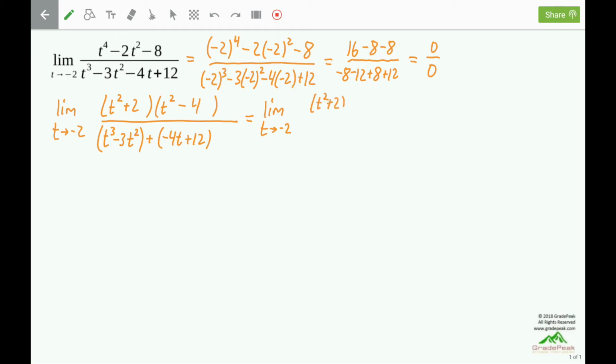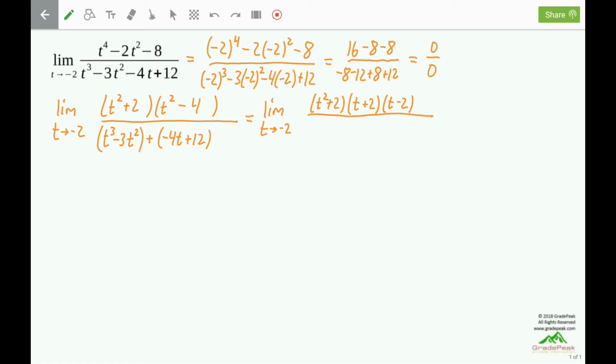Now in the numerator, we do have a difference of squares, t squared minus 4, which can factor to t plus 2 and t minus 2. And there's the t plus 2 that would be making it the 0 in the numerator as t goes to -2. I expected to see a t plus 2 in the numerator. I expect to see one in the denominator as well when we do fully factor it.